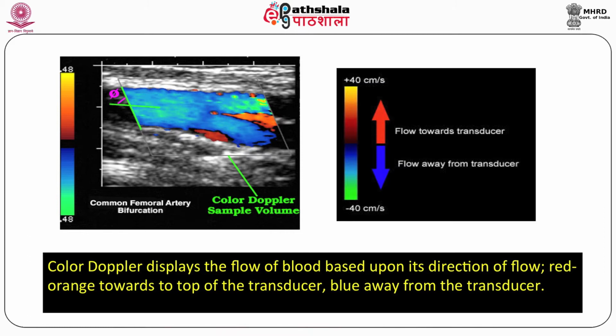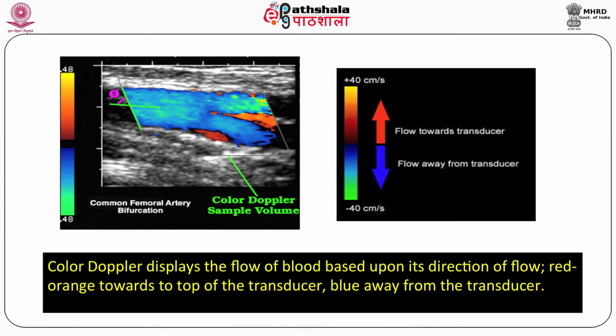Blood which is moving towards the transducer will be displayed with various shades of red color. On the other hand, blood which is moving away from the transducer is represented with different shades of blue color. So you can see this is represented in the form of color, and this is why it is called color flow imaging.